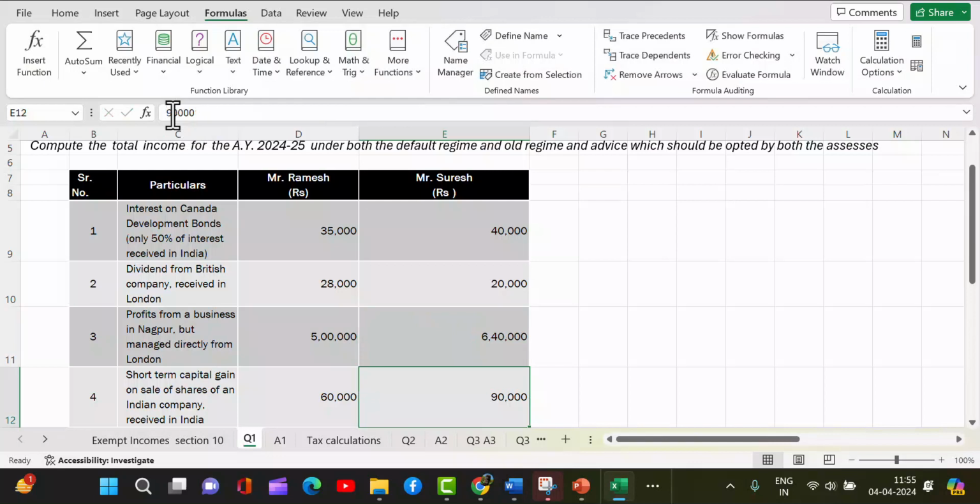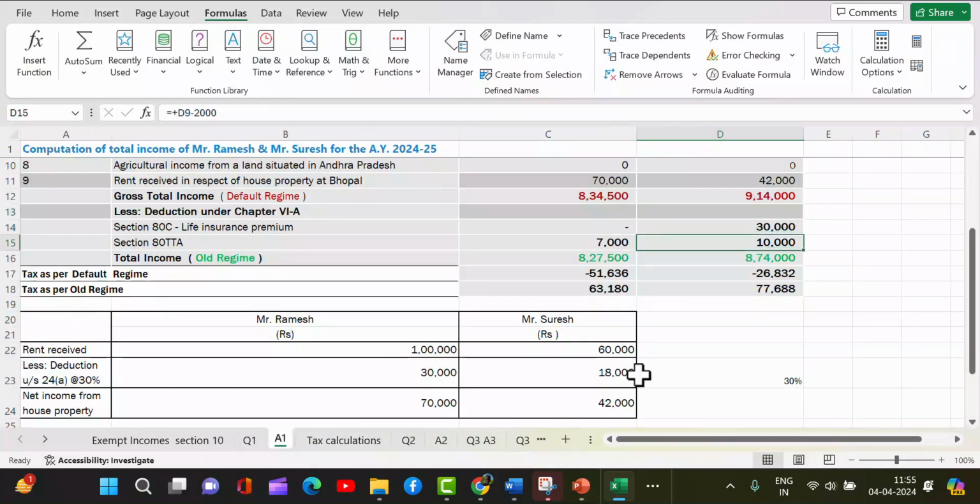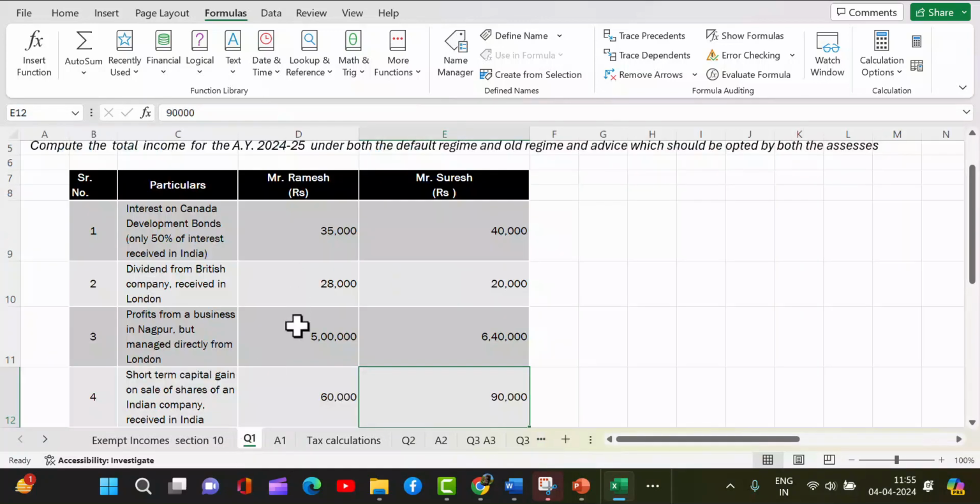So what will happen? Let's go to the answer. Of course, the figures are coming minus, which is not right. So maybe we have to put some number.